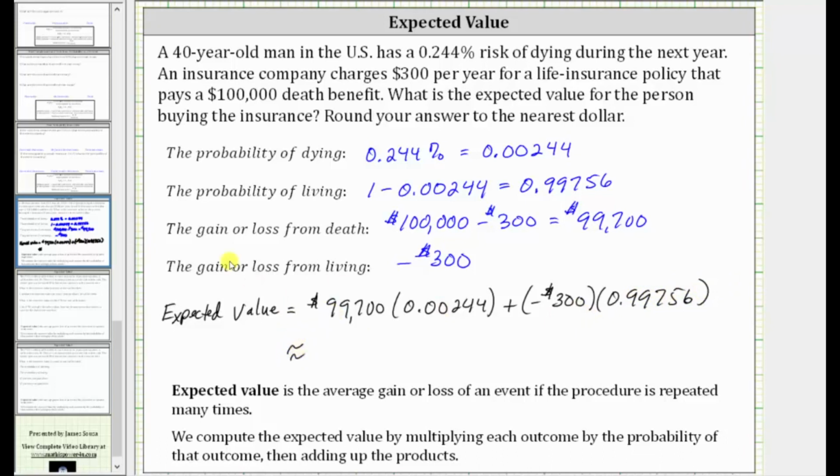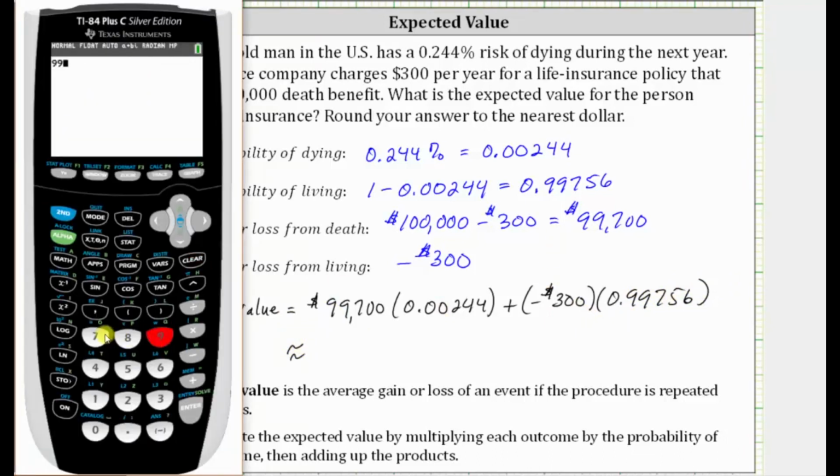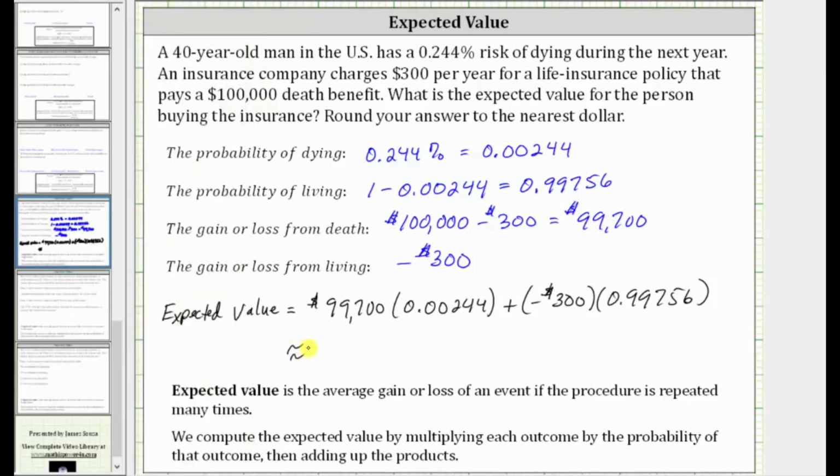And now we need to find the sum of these two products, and we're told to round to the nearest dollar. So going to the calculator, we have 99,700 times 0.00244, and then plus negative 300 times 0.99756, and enter. The expected value is negative $56.